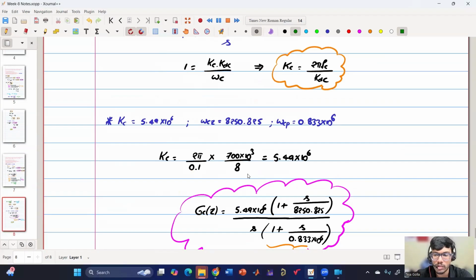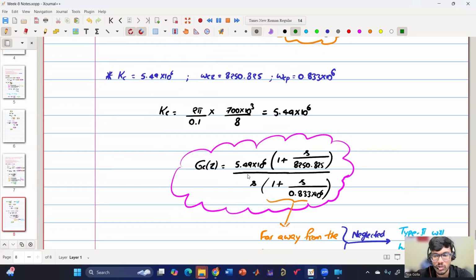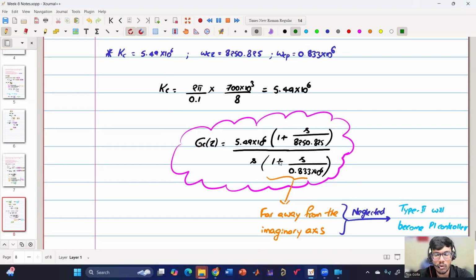So this is very important. Not always are you asked to do it for FSW by 10. Sometimes they can twist the question and may give a different bandwidth. So based on that, you have to take a decision and calculate accordingly. So we got the overall controller.